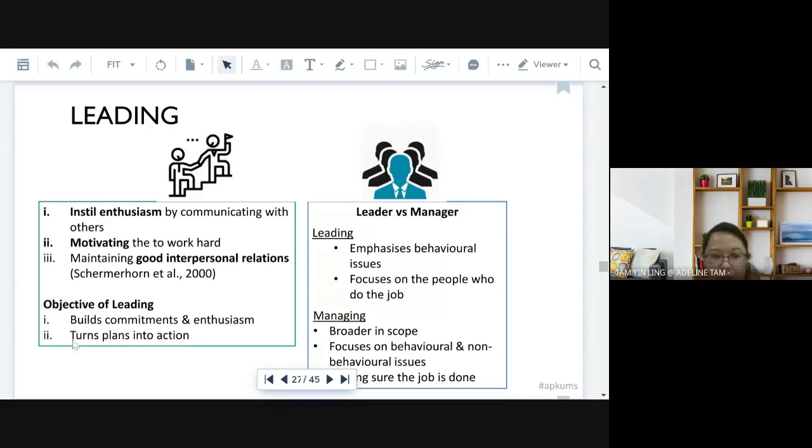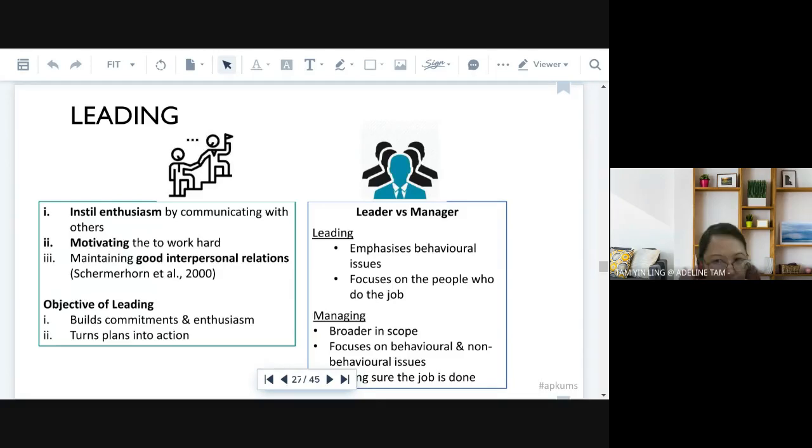The second main objective of leading is to turn the plans into action. In another word, we are looking at how to turn the planning into action. We already have the planning, we already have organizing. Now we make sure that they are working, they are doing the plan. Like you already have your PMC, after that you already plan what you want to do. Now you have to change your thinking, your planning, into action that people are really doing.